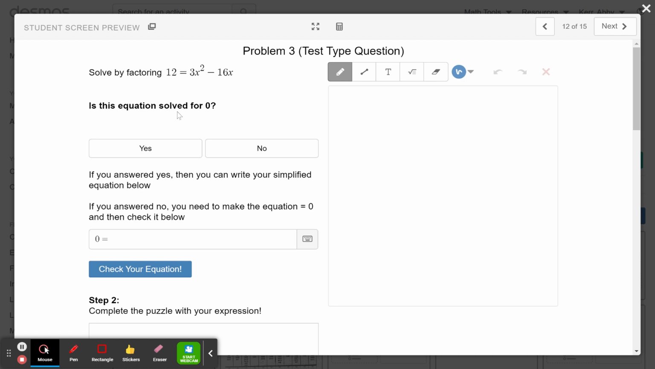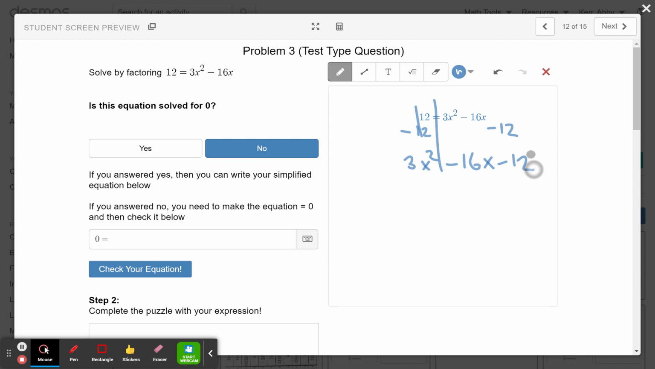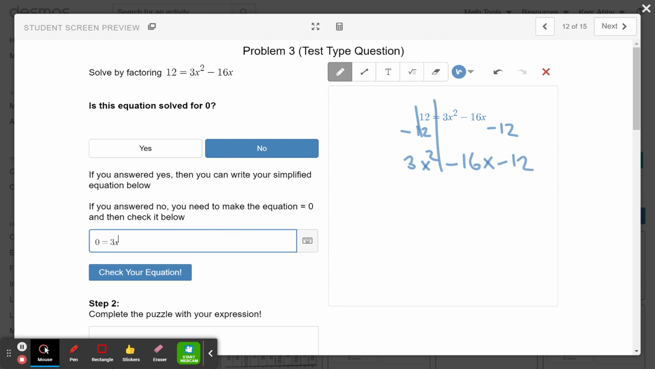All right, is this equation, like I said, it should say equal to 0. No, it's not. It's equal to 12. So let's undo a positive 12 by minusing 12. Now, sometimes there may be like terms, but for these two problems, there were not. So we have 3x squared minus 16x minus 12. That is now your new trinomial, your new 3 terms. Write it in standard form, please.